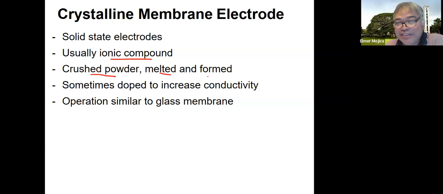So you melt them and then you allow it to form again. And sometimes you dope them to increase their conductivity. Now, the operation of this is similar to what we call the glass membrane. So typical membranes have a diameter of around 10 millimeters and a thickness of around 1 or 2 millimeters. So it's that small. And the thickness is 1 to 2 millimeters.